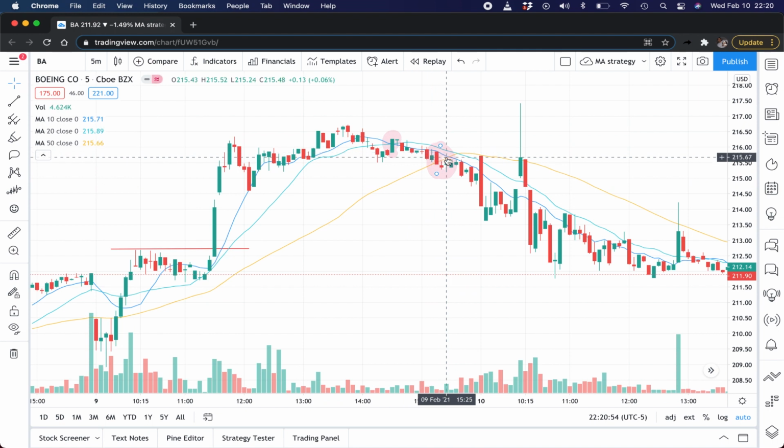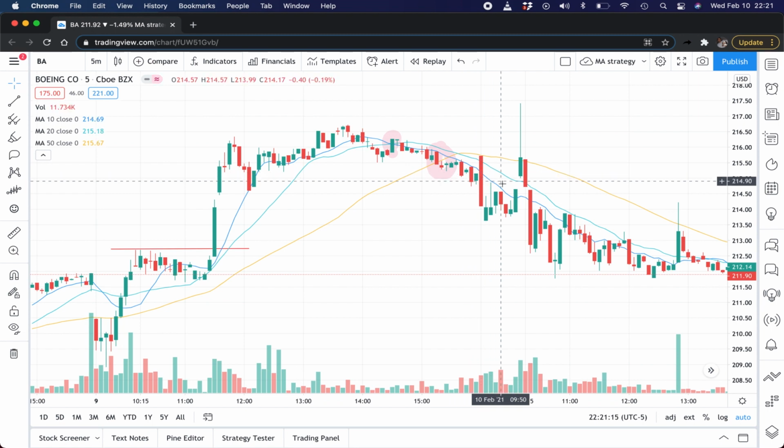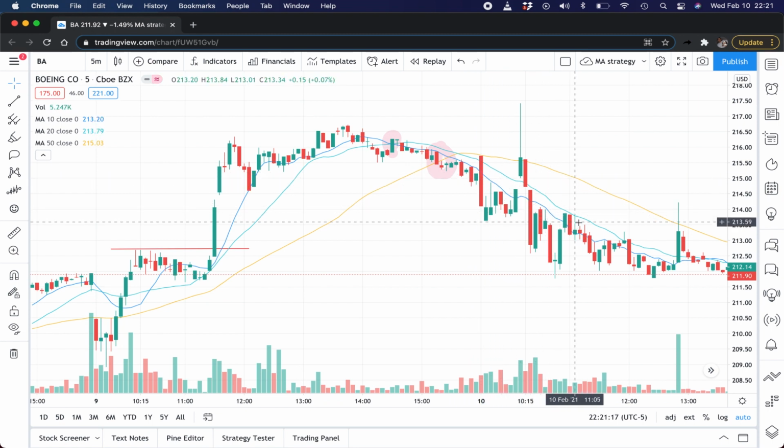Now you can see that the 10 and the 20 are trending down, and you can also see that the 50 is starting to turn down. So you can go short here. I can short the stock, right? So I'm going to go short here, and you can watch the 10 period moving average now. It's continuously down. I can stay in the short position. The 10, 20, 50, everything is down.